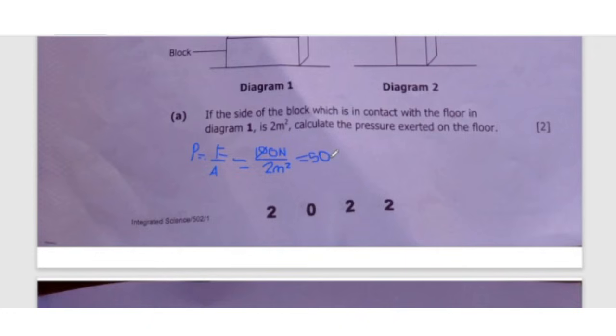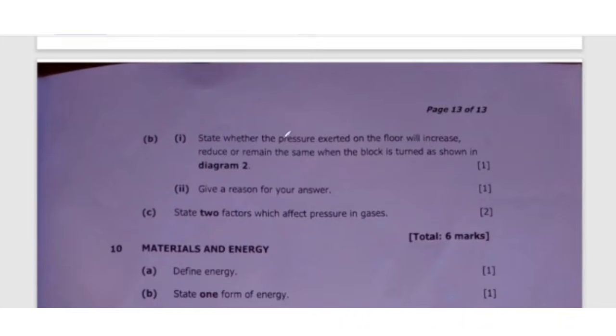Then, since we have that, we just write the units. So we're going to have newton stroke meters squared. This is the correct answer: 50 newton per meter squared. If you have got questions you can ask in the comments, but otherwise this is the answer. Let's go to question number B.